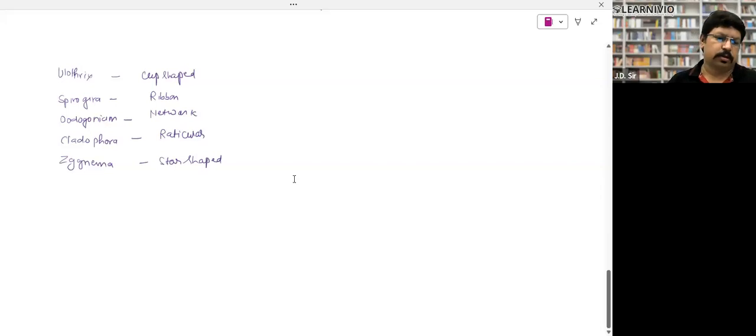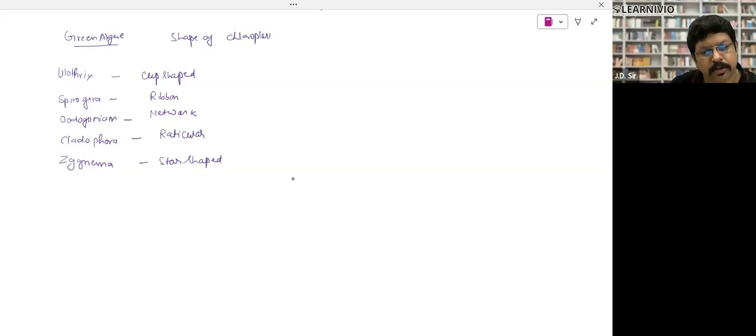Look, this is the green algae. These are the green algae. And this is the shape of chloroplast. Please add this one as well. Okay, and Chlamydomonas.